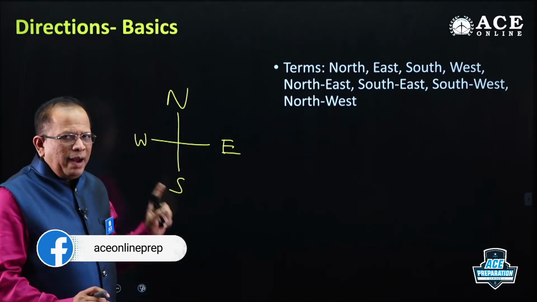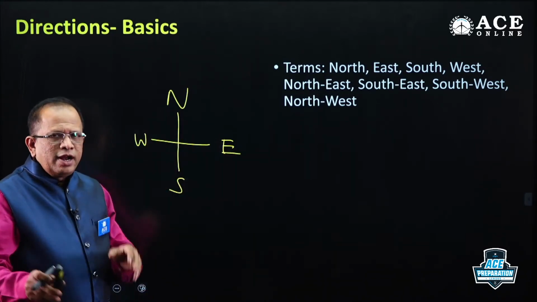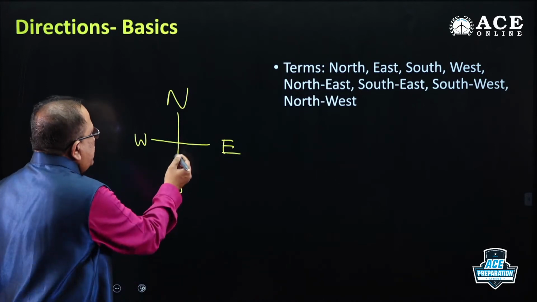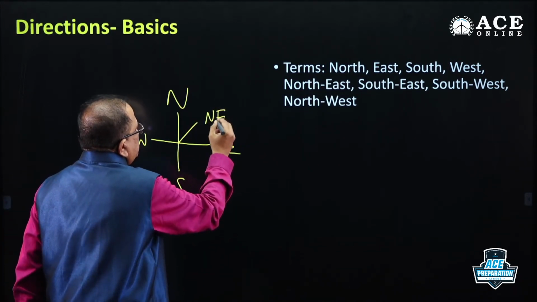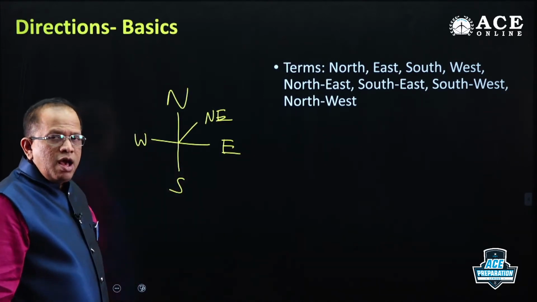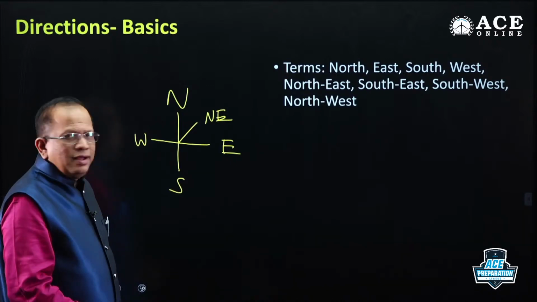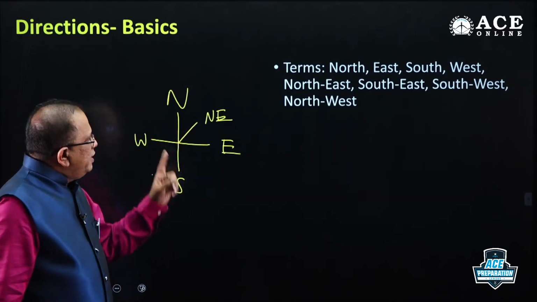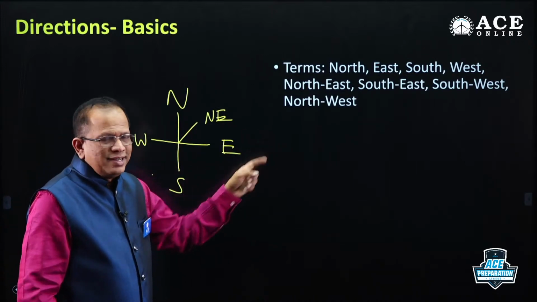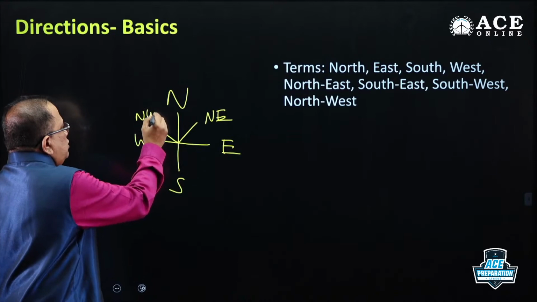Always remember this plus mark. Okay? North, east, south, west, you are very clear about it. In between north and east, we have something known as northeast. Why can't we call it east-north? You can, but what is the custom? What is the normal procedure? As north is the dominant one, they call it northeast. Similarly, between north and west, now you can guess, it is northwest.